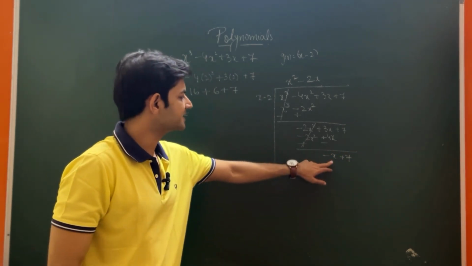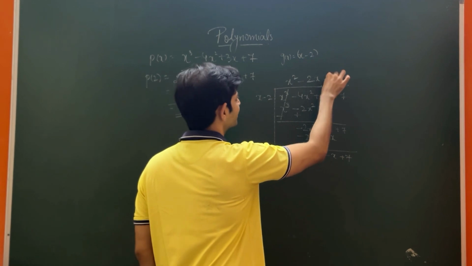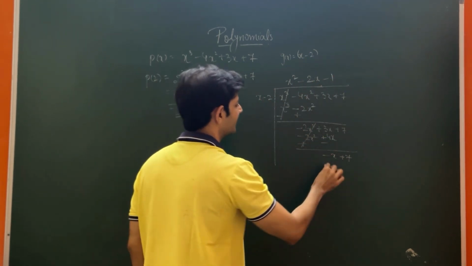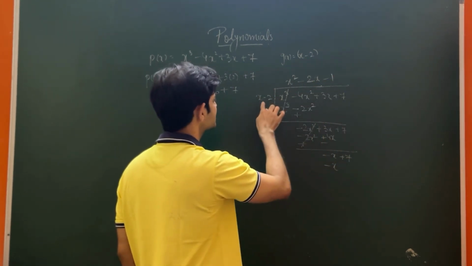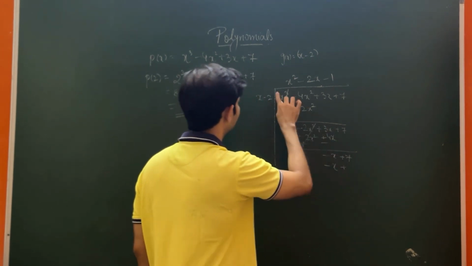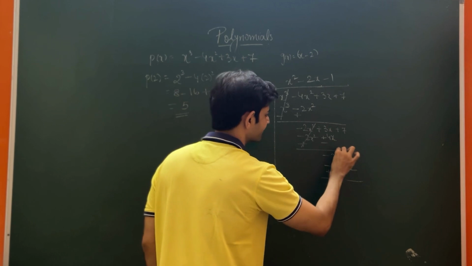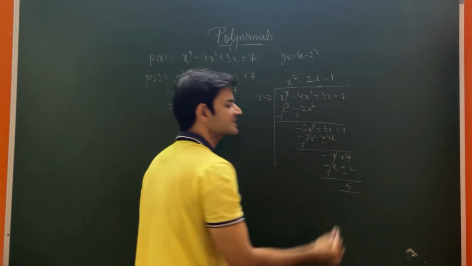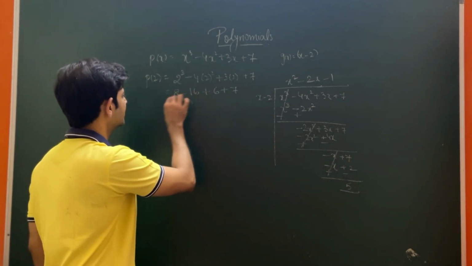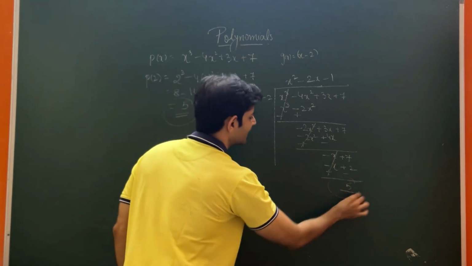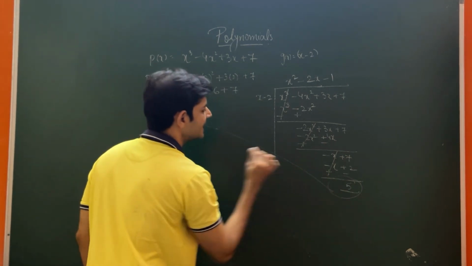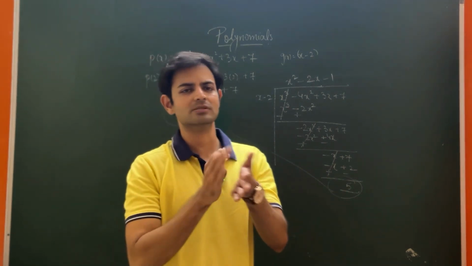Now I need just minus x here, so I will multiply with minus 1. So this will become minus x, minus into minus, plus 2. Again we flip the signs, so we get 5 as the remainder. So here we can verify that in both cases the remainder is the same, so hence verified.